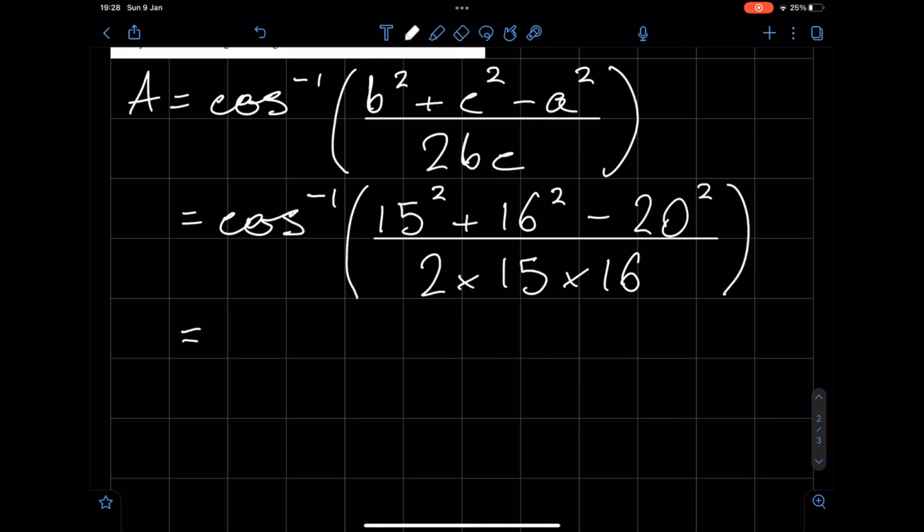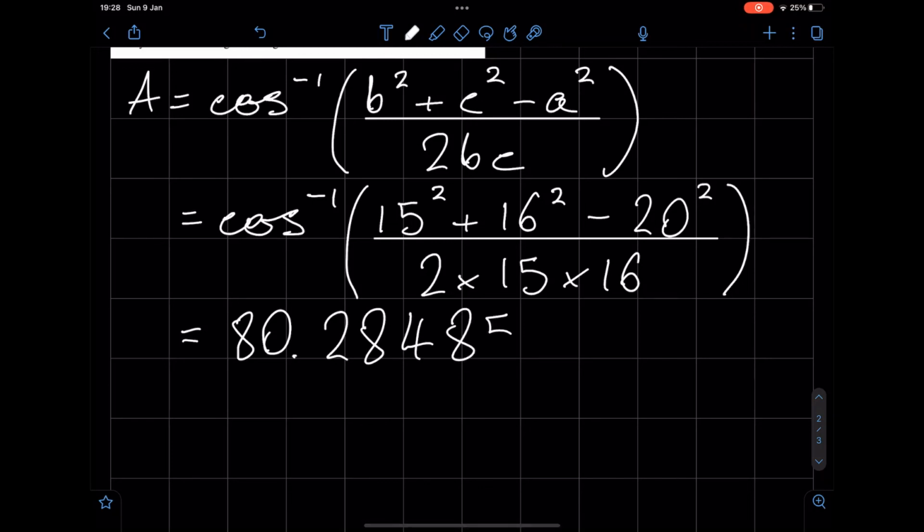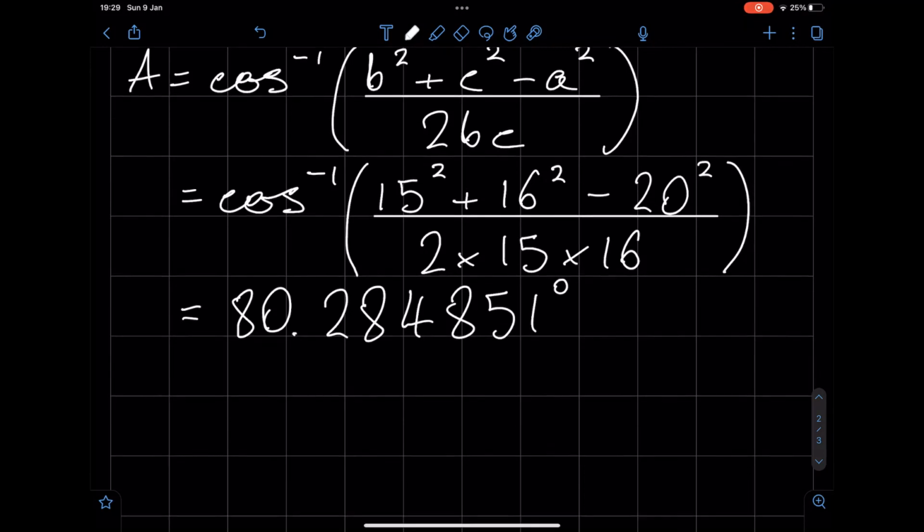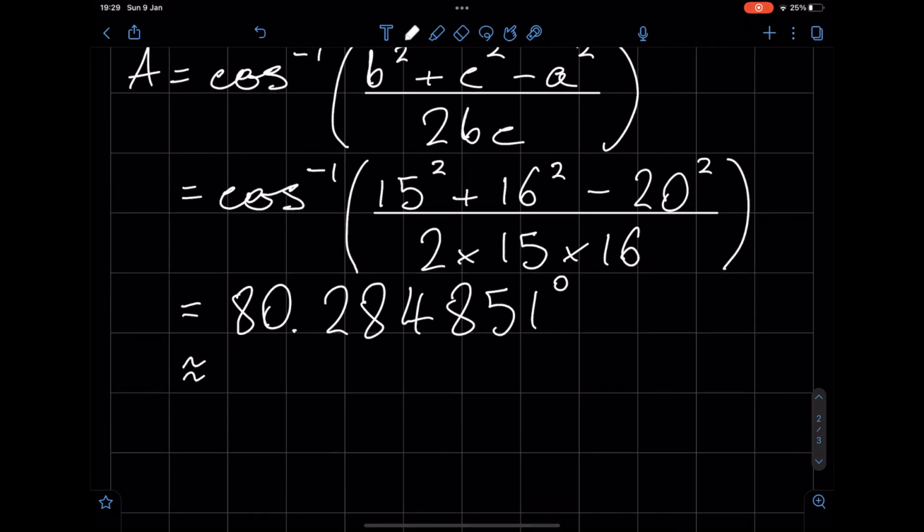So now we'll work this out by putting it in a calculator. If we just type this very quickly in a calculator, it gives approximately 80.28485 degrees, and to 3 significant figures, that is approximately equal to 80.3 degrees.